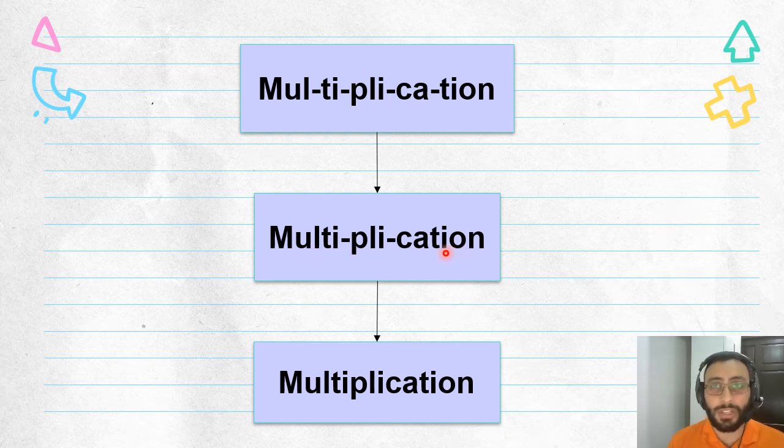Multiplication. One more time. Multiplication. Very good. Remember, it's cation, not shan. All right, last one. Multiplication.